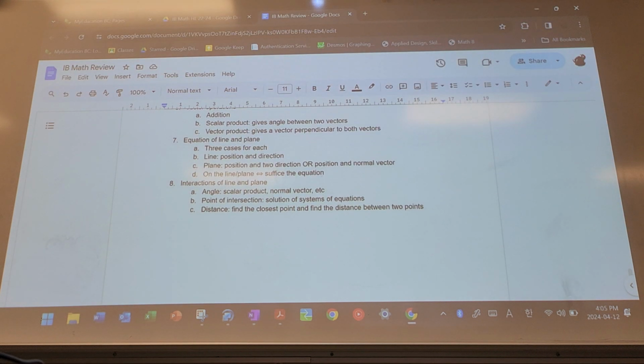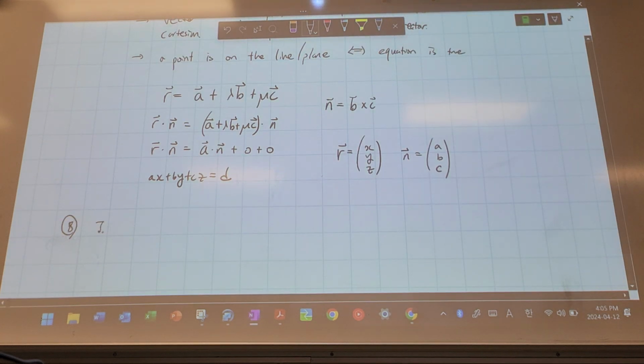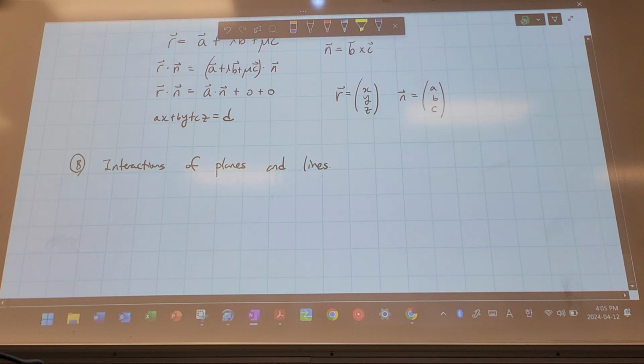All right, let's talk about the last part: interactions of planes and lines. The first and easiest interaction is the angle. We just talked about angles, so how do you find the angles? By finding the scalar product.